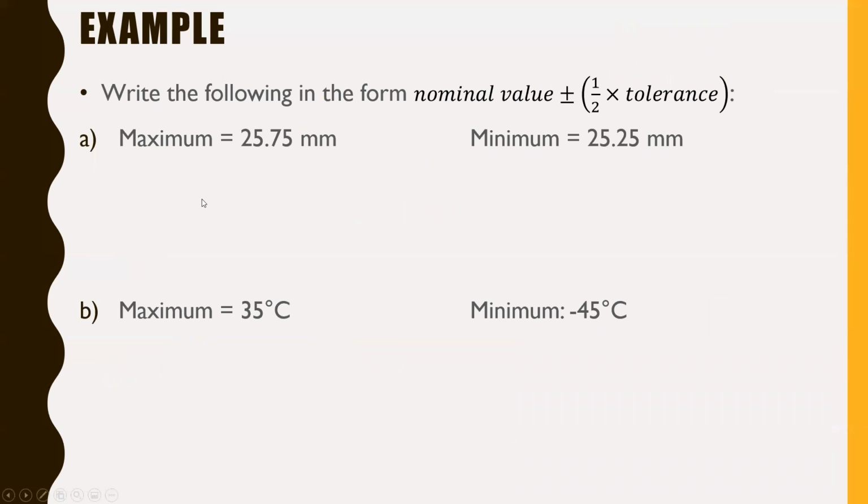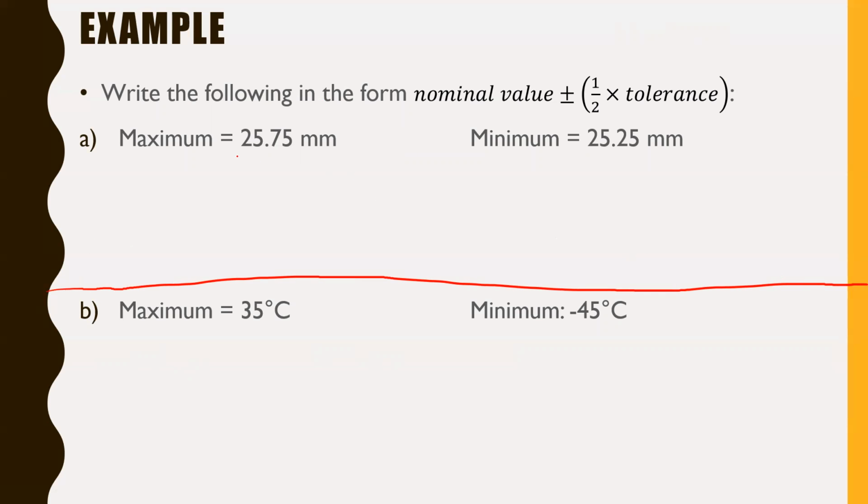All right, next one. Write the following in the form nominal value plus or minus 1/2 times the tolerance. In other words, that way that I say is always the most common. So it gives us a bunch of measurements. There's two different questions here. I'll just draw a line to divide this so you don't get confused. This first one, we have a maximum and we have a minimum. We need to find what our nominal value is. So remember, the nominal value is the value that's right in between the maximum and the minimum.